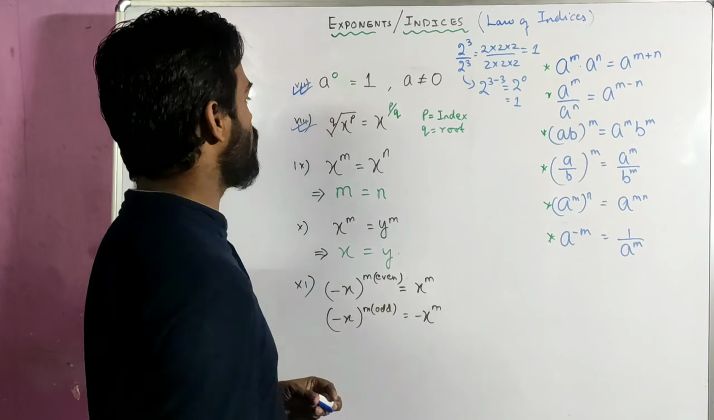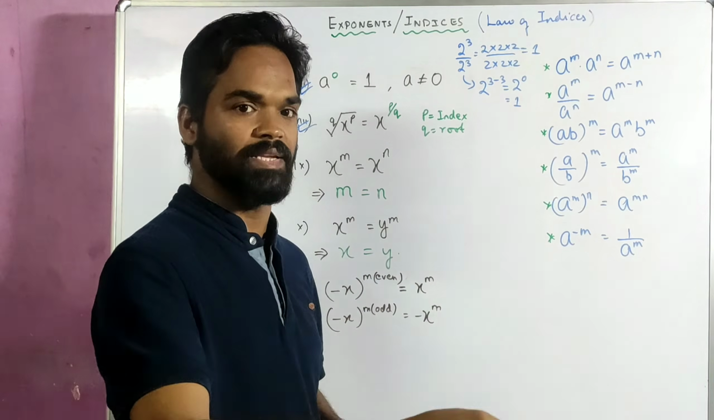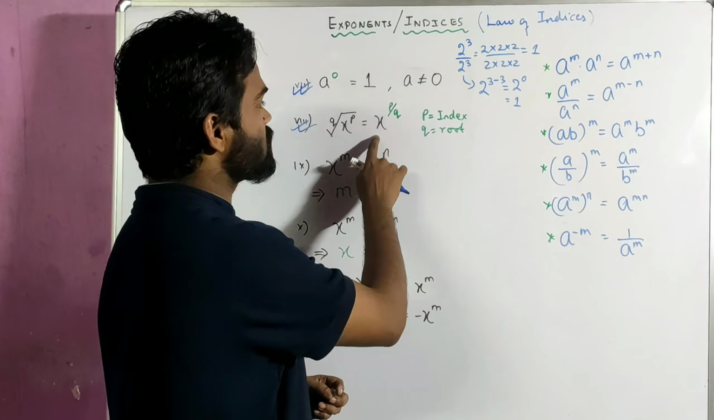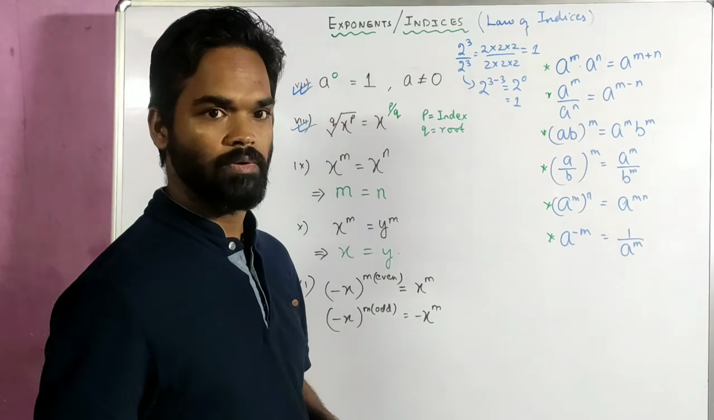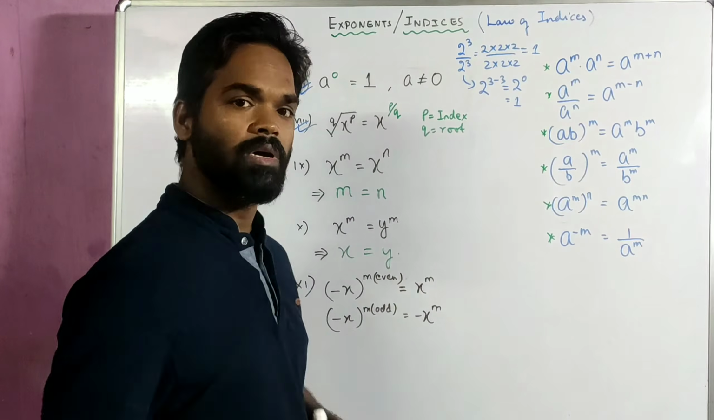Now look at this one. The qth root of x to the power p is equal to x to the power p by q, where p denotes the index and q denotes the root.